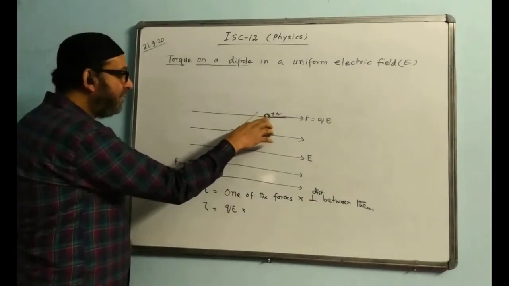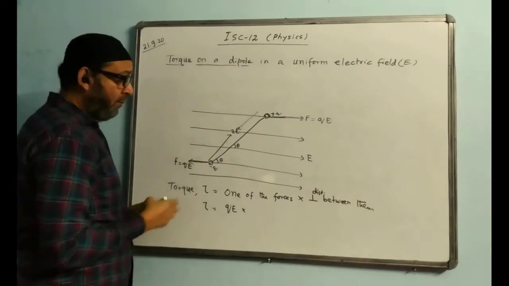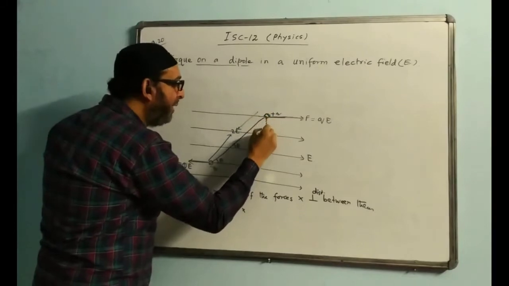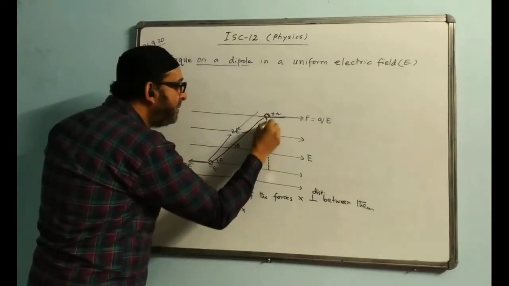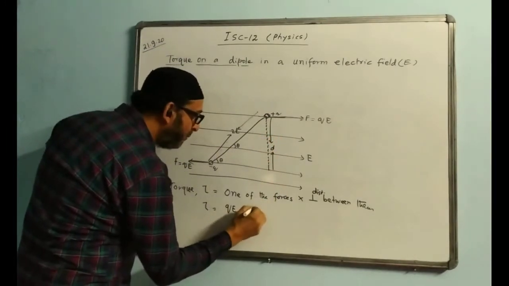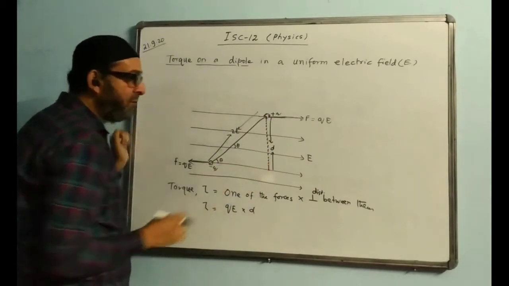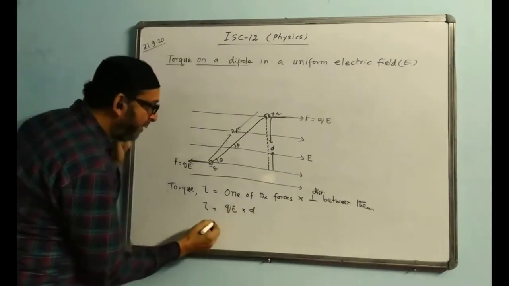What is the perpendicular distance between these two forces? One force is like this, another force is like this. We don't have the perpendicular distance right now, so we have to draw a perpendicular line. I will write it as D. This is the perpendicular distance between these two lines. So I write QE into D.